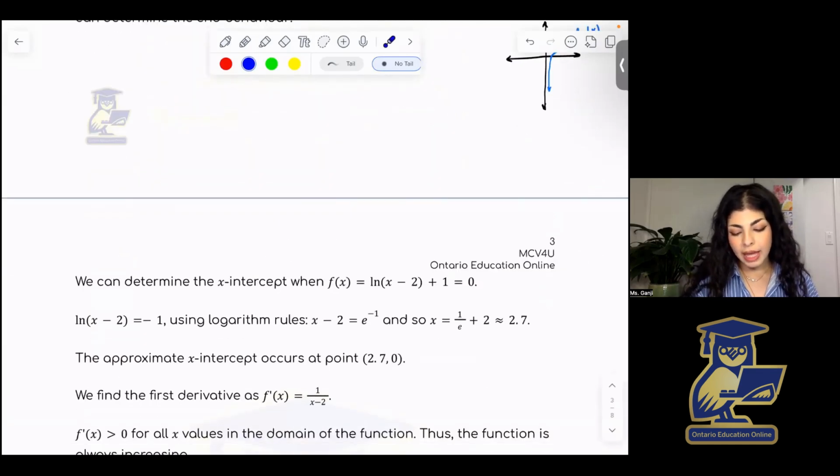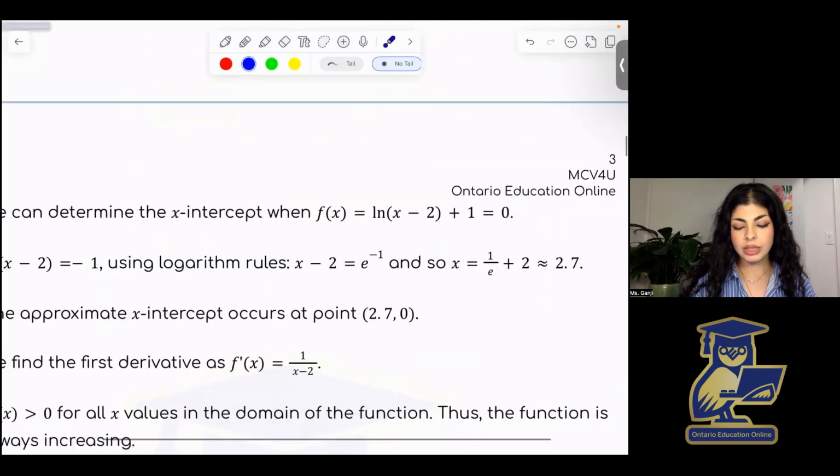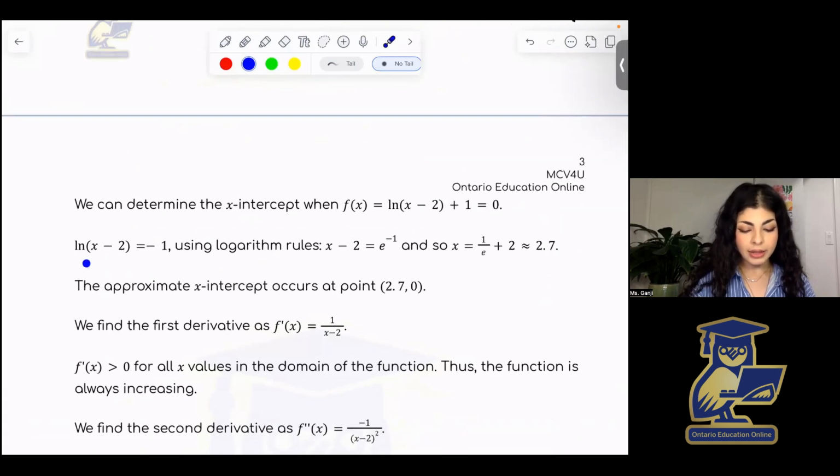Now, for example, if you also had a negative here as a coefficient, we do have to consider a reflection, so then it would be going towards positive infinity. Now we can determine the x-intercepts here, and the x-intercept is when the function is equal to 0, and this happens when the natural log of x minus 2 is equal to -1, and using logarithm rules, we set these two as the exponent of e, and then we get e to the power of -1 is equal to x minus 2. And so x is approximately 2.7.